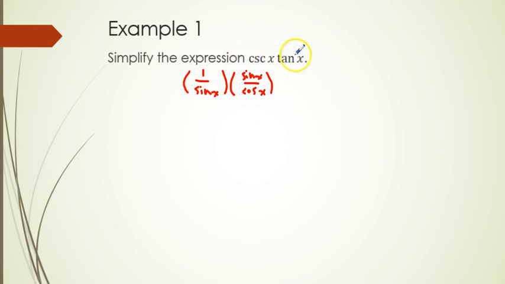Now, initially, I didn't see any way to break this down into simpler terms, but by rewriting it using sines and cosines, I now notice that the sine in the denominator and the sine in the numerator would cancel when I multiply these together, which would mean I just have the function 1 divided by cosine of x.